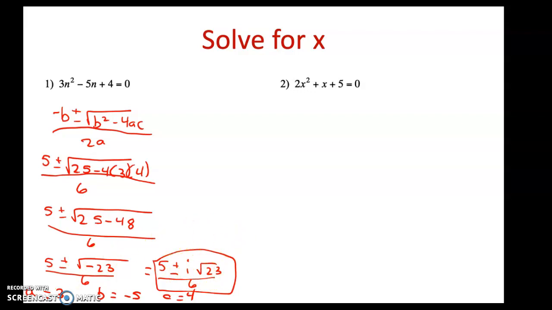What I'll do is I will change colors so that the next problem is a different color for you guys. So we'll do pirate blue. All right, this is already in order and already set equal to 0. So we're going to write down what a equals, what b equals, and what c equals. So we know a equals 2, b equals 1, the coefficient of x, and c equals 5.